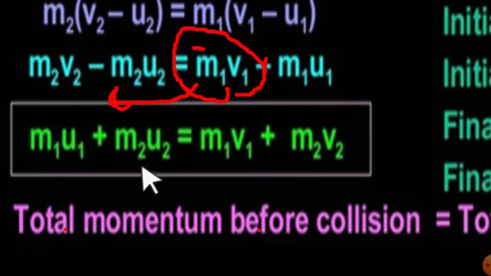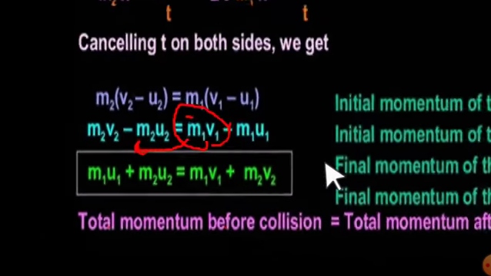So the sum of the momentum of the two cars before collision is equal to the sum of the momentum of the two cars after collision. So it doesn't change, it remains the same. So this is nothing but the conservation of momentum. Total momentum before collision is equal to total momentum after collision, got it? That is known as conservation of momentum, got it?